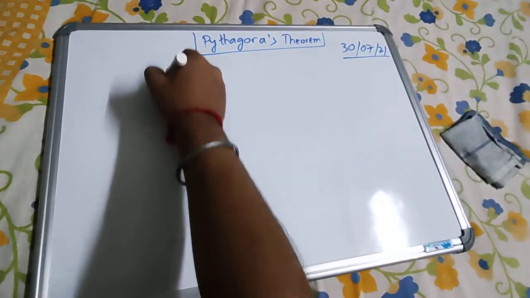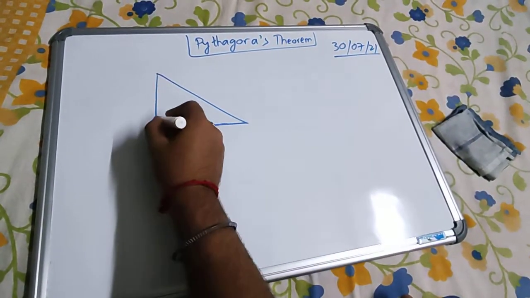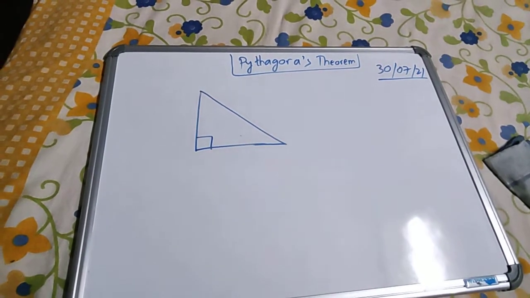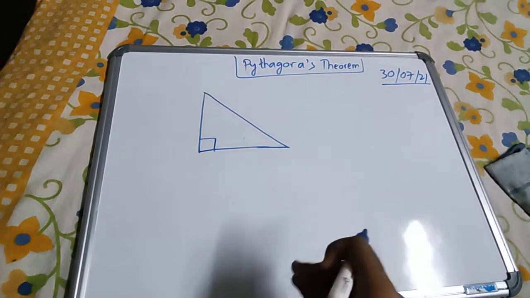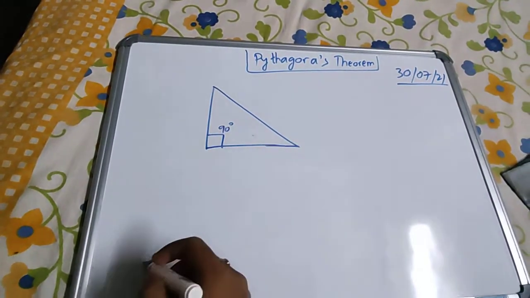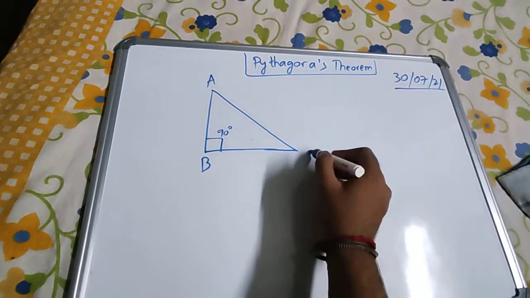So let me draw a right angle triangle. Let's say this is a right angle triangle. A right angle triangle means this angle will be 90 degrees. One angle must be 90 degrees in a right angle triangle. This is 90. Now let's name the sides A, B, C.